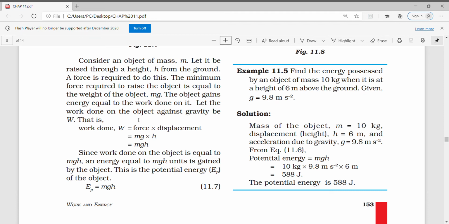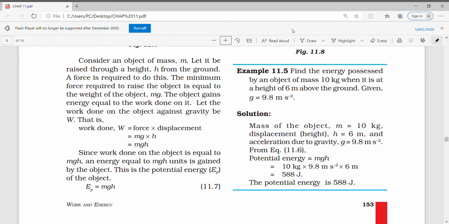Good morning, dear children. In this video, we will continue to learn how to solve numericals of chapter number 11 of physics. The name of the chapter is Work and Energy. Four examples we have done in our previous video. So in this video, we will start from example 11.5. Let us read the question.